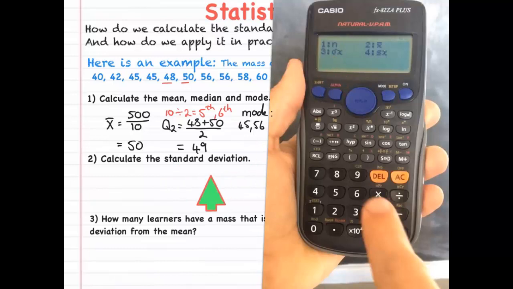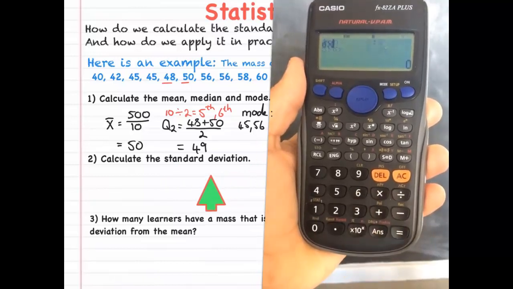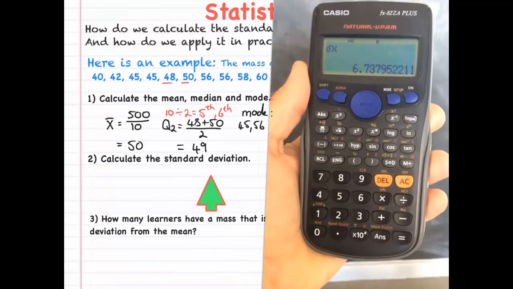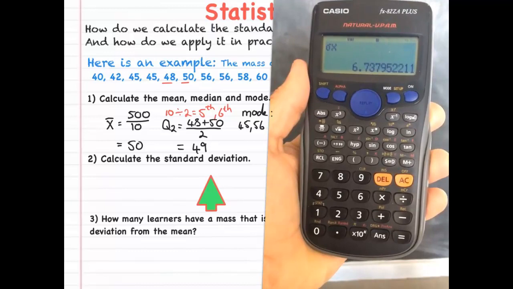So I'm going to press 3. There we go. And press equal. And boom, there is our standard deviation. And if we round it off to 2 decimals, it's 6,74. So now we know that our standard deviation, which is sigma, is equal to 6,74. There we go. And that's all there is to it.